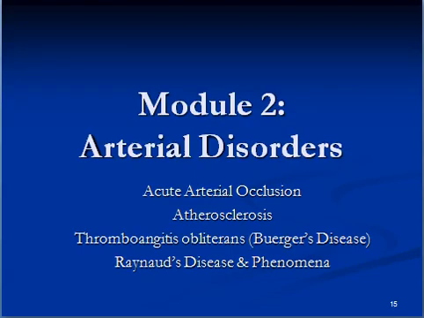So today we're going to cover Module 2, which is arterial disorders. Now, arterial disorders, we can talk about either acute arterial occlusion, atherosclerosis, or then we're going to discuss a few examples of peripheral arterial disease, which is Buerger's disease, and Raynaud's disease and phenomenon. So the most common cause of peripheral vascular disease is peripheral artery disease.